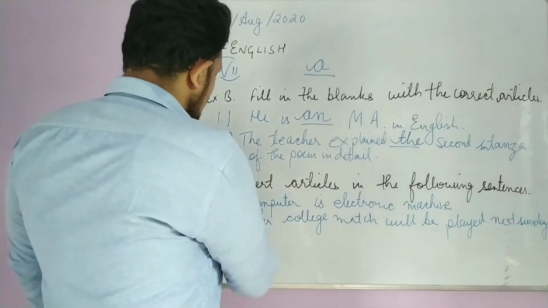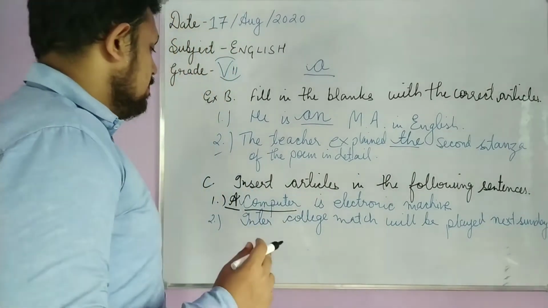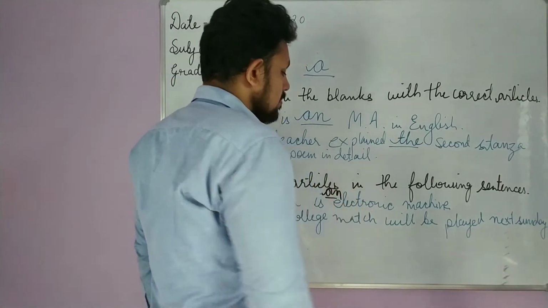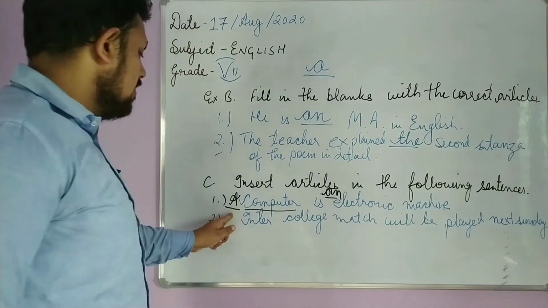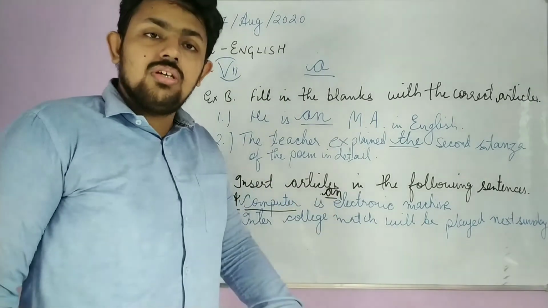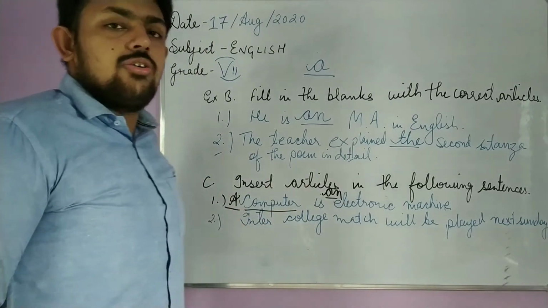But we are talking about a general computer. So we will say a computer is an electronic machine. Here the will not come, and a will not come, because it is a vowel sound, so we will put an. A computer is an electronic machine.